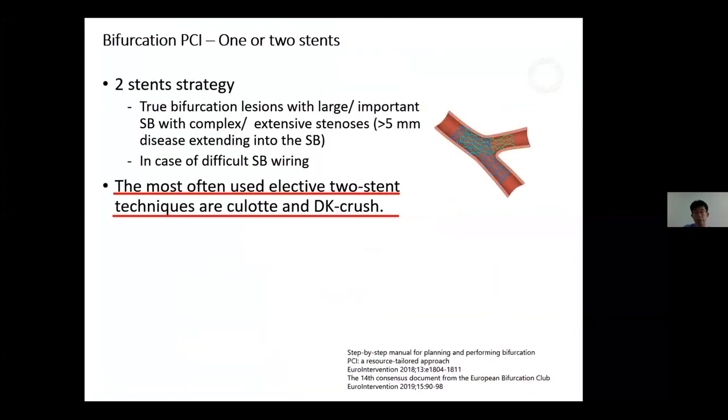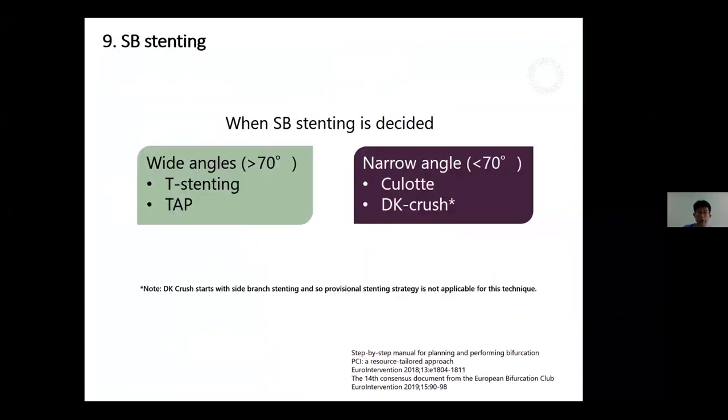So, the most often used elective two-stent techniques are culotte stenting or DK crush. However, the side branch technique is decided by whether the bifurcation lesion has a wide angle or a narrow angle, which is very important to determine the stent technique. If it is a wide angle, especially 90 degrees, the T-stent technique is useful.